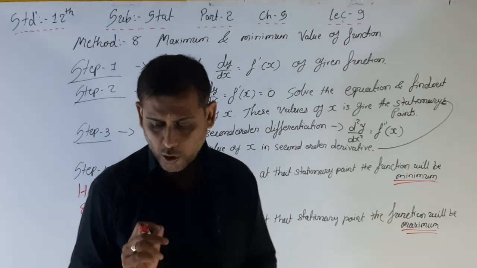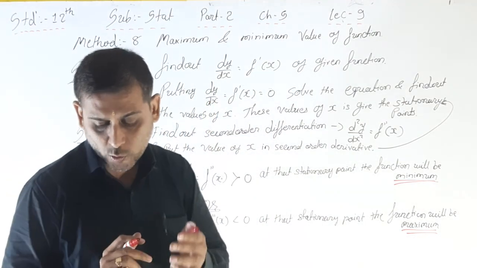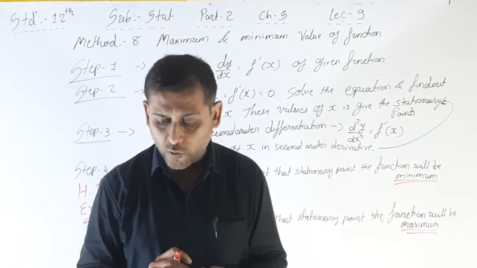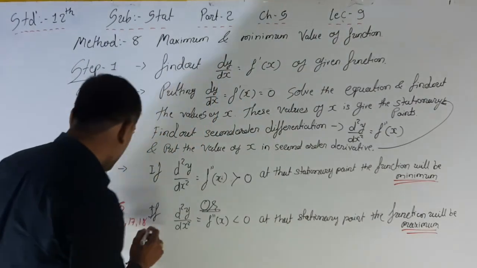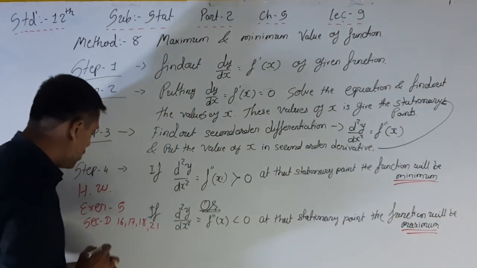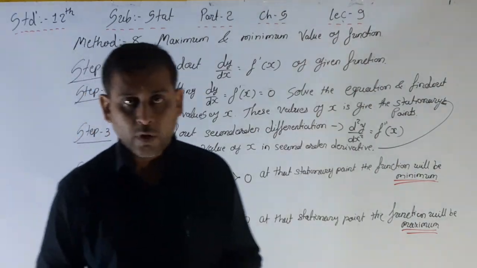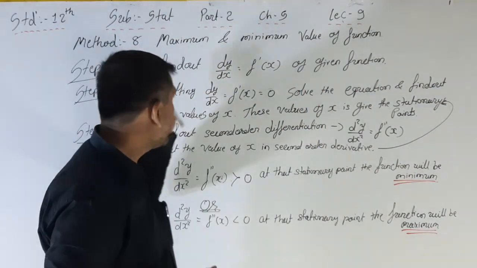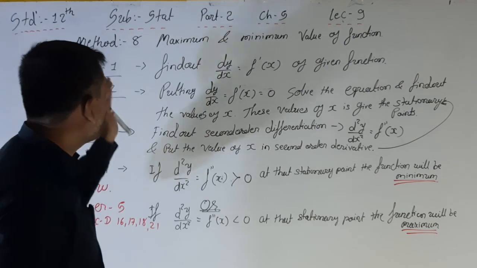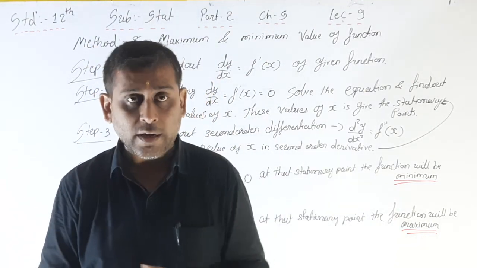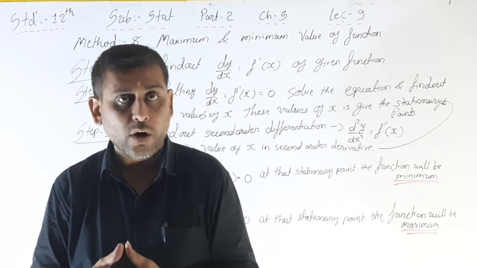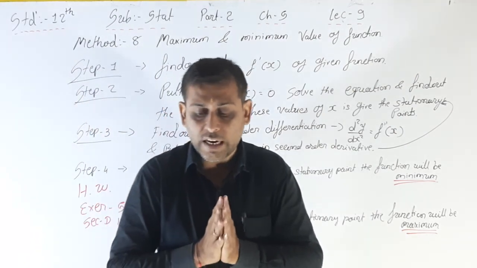And also you have to write down this method, that is question number 21. State the method of obtaining maximum or minimum value of a function. Okay, so you have to write down these also. This is your method number 8, and this you have to write in your answer for exercise section D, question number 21.